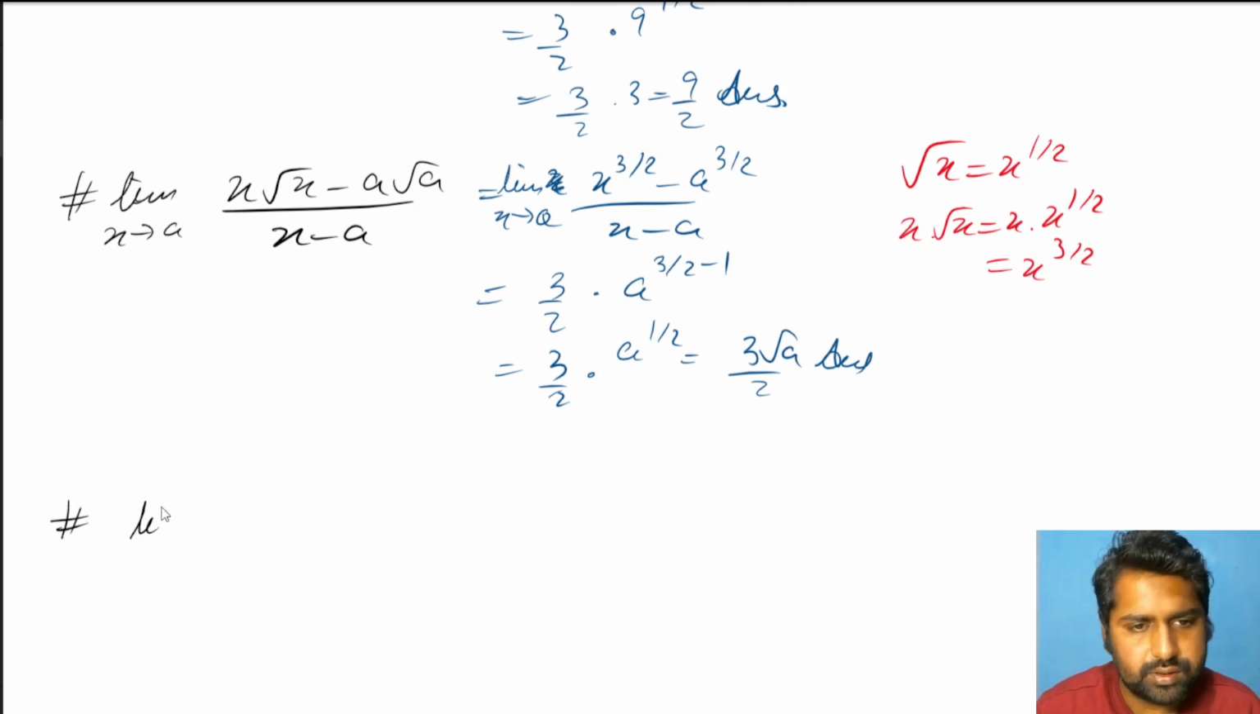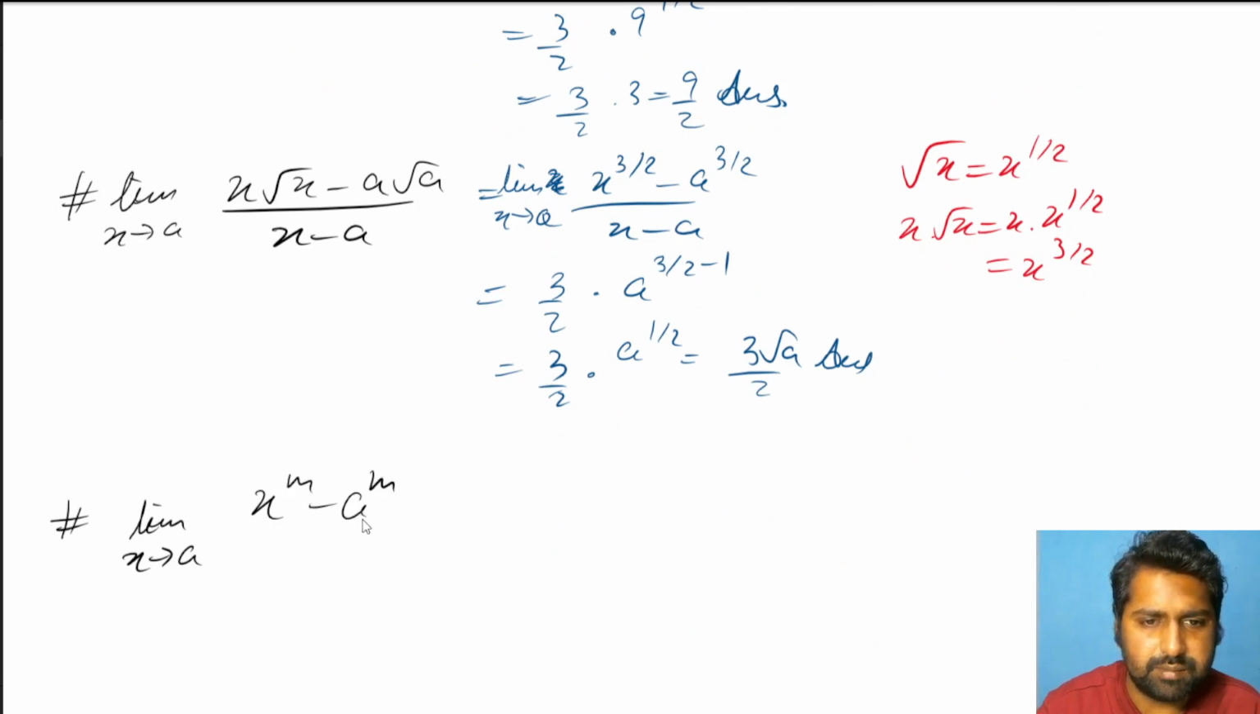Next, limit x tends to a, x raised to power m minus a raised to power m upon x raised to power n minus a raised to power n.